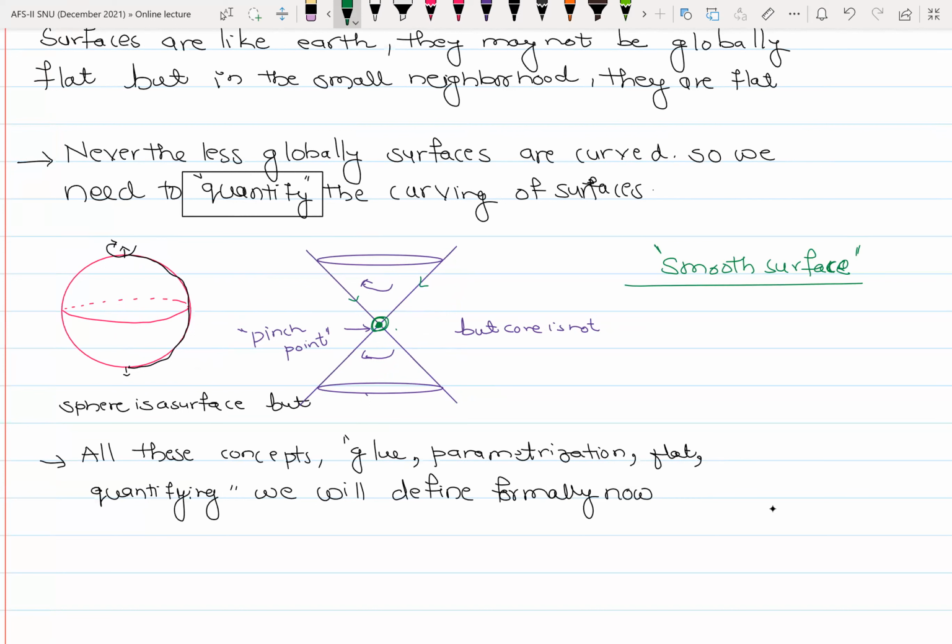So now, can you give me a continuous map which is not differentiable, which we studied in 11th, 12th standard and so on?